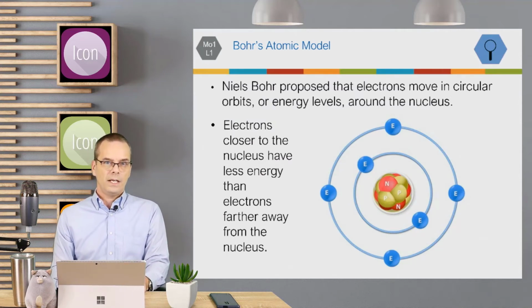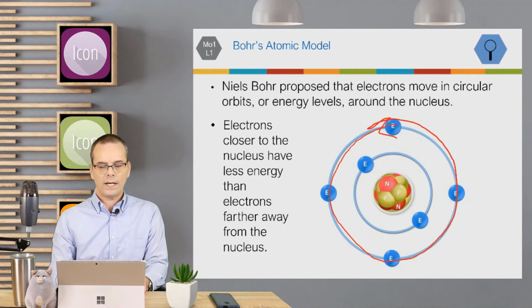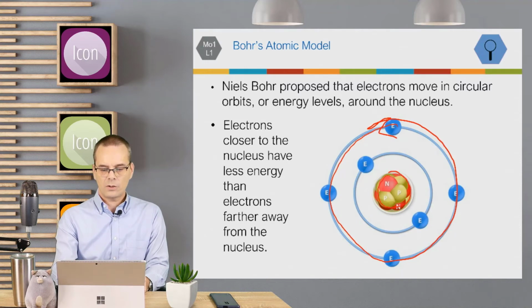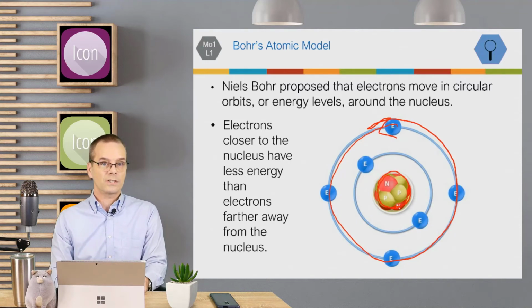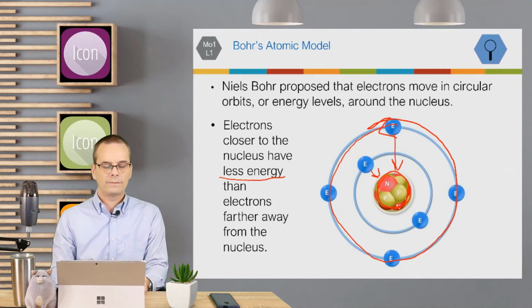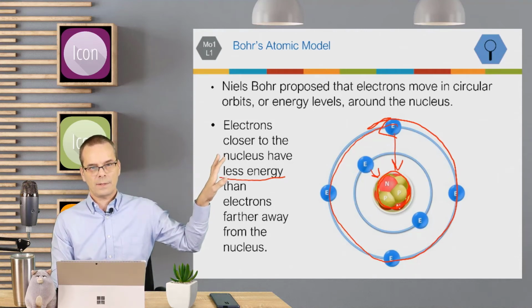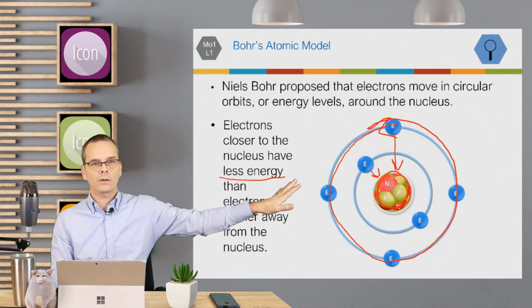And then a guy named Niels Bohr said the electrons move in a circular motion around the nucleus, and the nucleus is made up again of those neutrons and protons we just talked about. He said that any electron that's closer has less energy than the electrons farther away. So that was his idea of taking all the information that all these other scientists had come up with and making his own model.